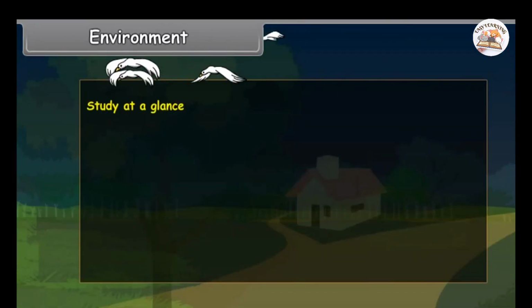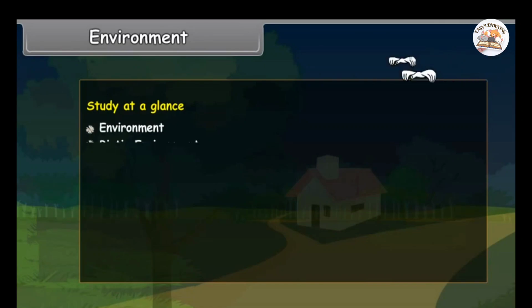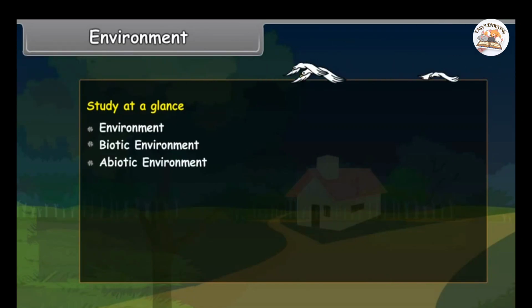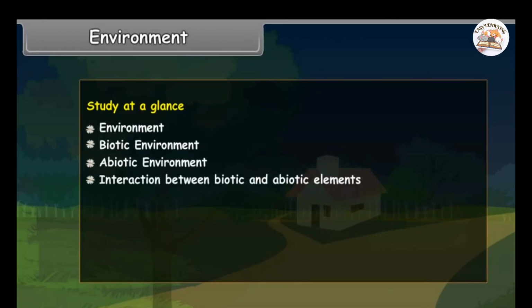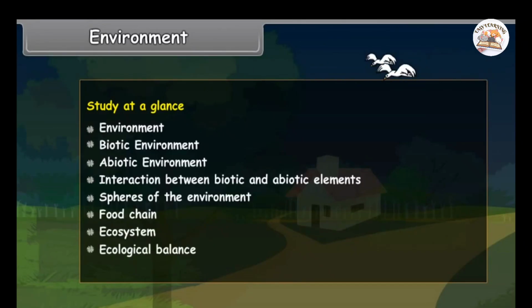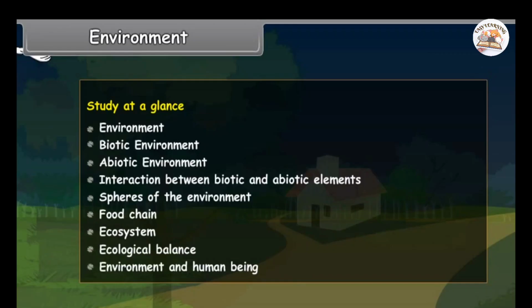Study at a glance. Environment. Biotic environment. Abiotic environment. Interaction between biotic and abiotic elements. Spheres of the environment. Food chain. Ecosystem. Ecological balance. Environment and human being.